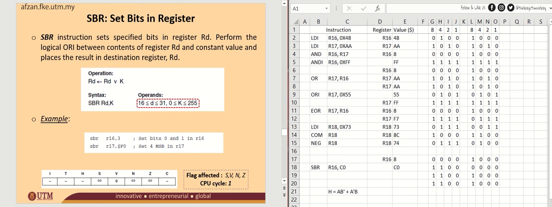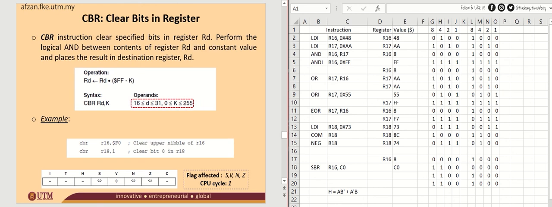Next, the instruction that we're going to see is CBR. CBR stands for clear bits in register. The instruction clears specific bits in the register Rd by performing a logical AND between the content of the register and a constant value, and places the result in the destination register. The syntax is CBR Rd, K, where K is from 0 to 255 and Rd is from R16 to R31. The operation is Rd AND with 0xFF minus K.